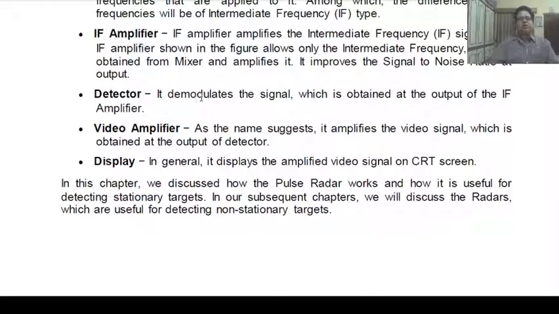Detector. It demodulates the signal which is obtained at the output of the IF amplifier. Video amplifier. As the name suggests, it amplifies the video signal which is obtained at the output of the detector. Display. It in general displays the amplified video signal on a CRT screen.